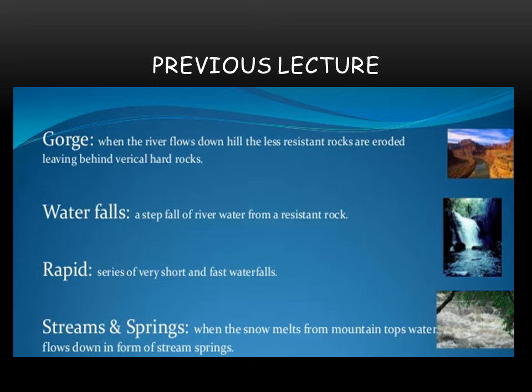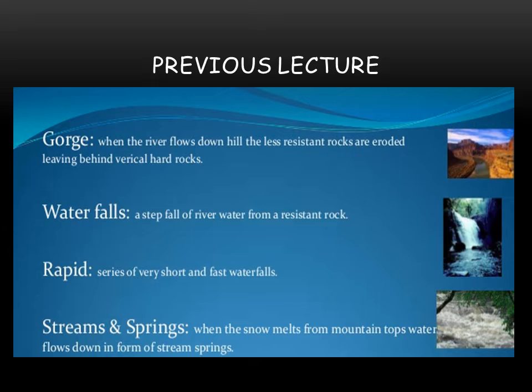But while crossing the high altitude mountain ridges, River Indus and its tributaries form the features which are normally associated with the river's action in high altitude areas, such as gorges, waterfalls, rapids, and streams and springs. So I've explained what gorges are. When the river flows downhill, the less resistant rocks are eroded, leaving behind vertical hard rocks. These are gorges, and you can see them even in the picture.